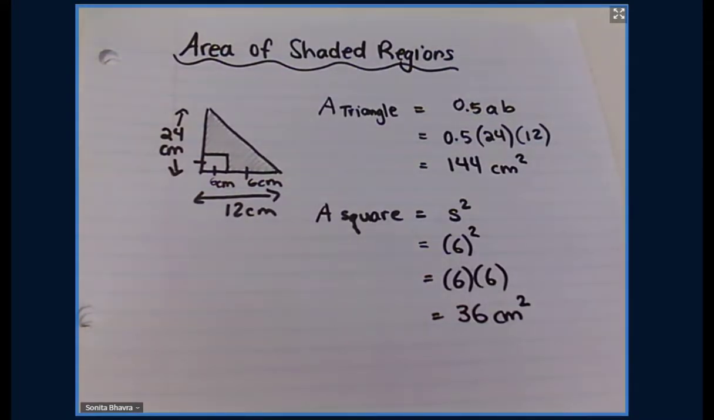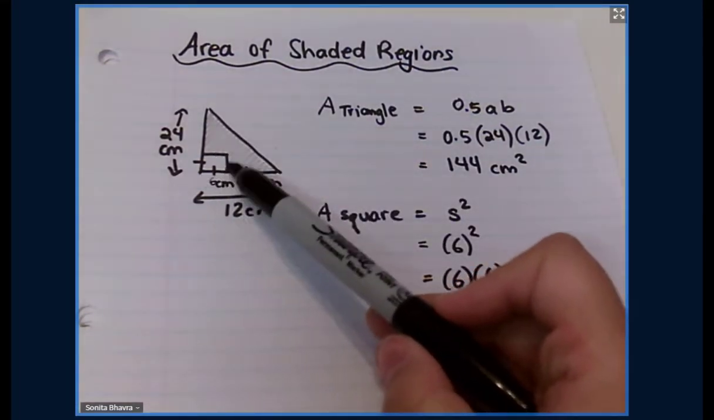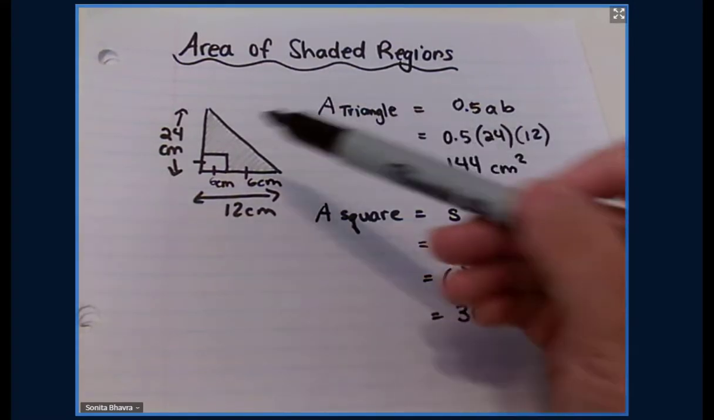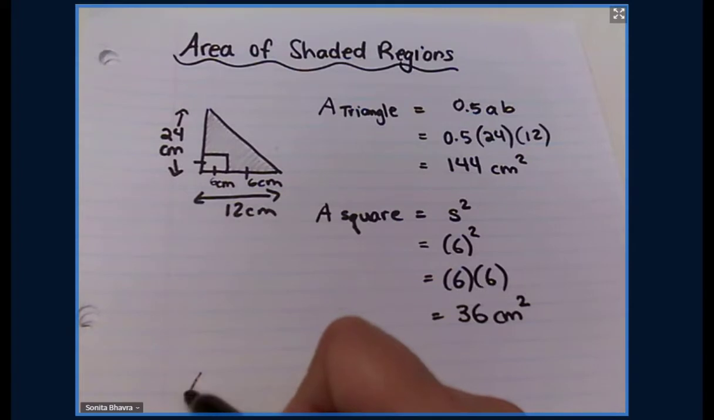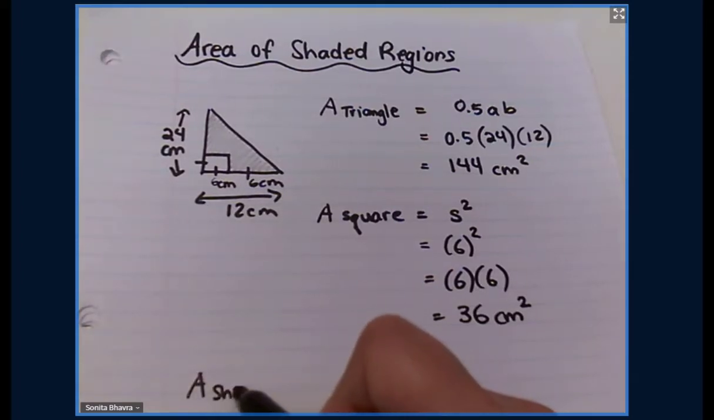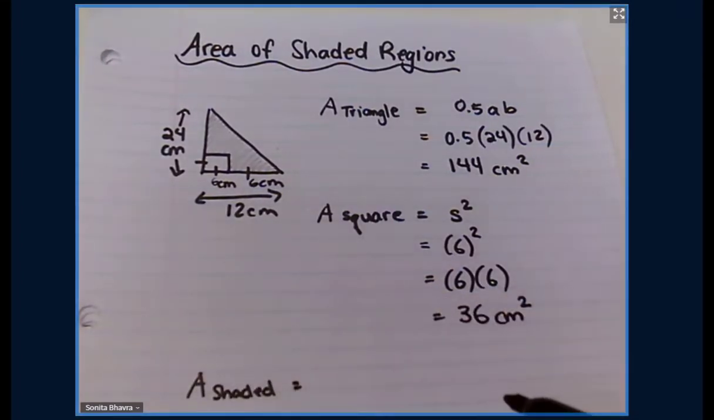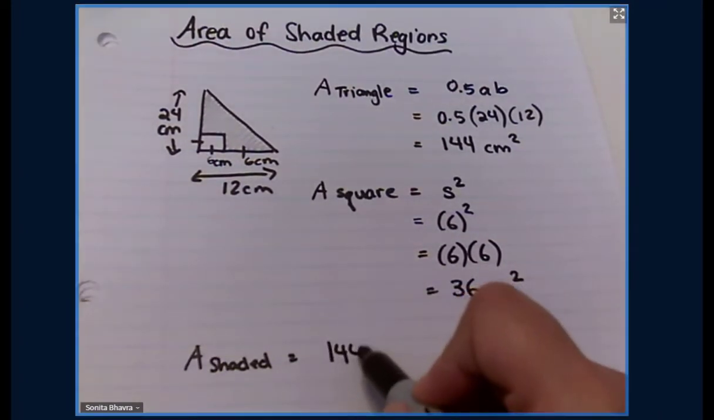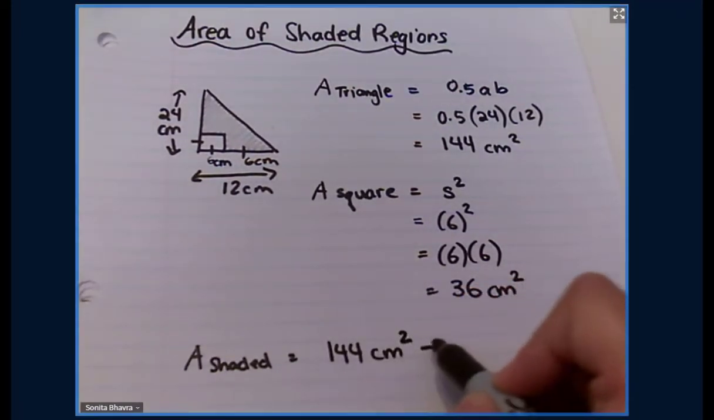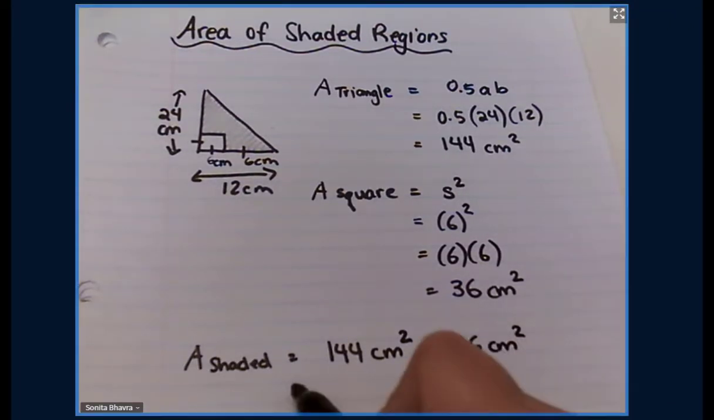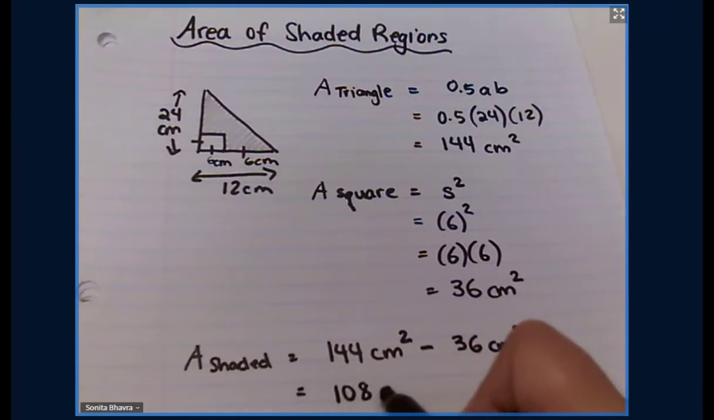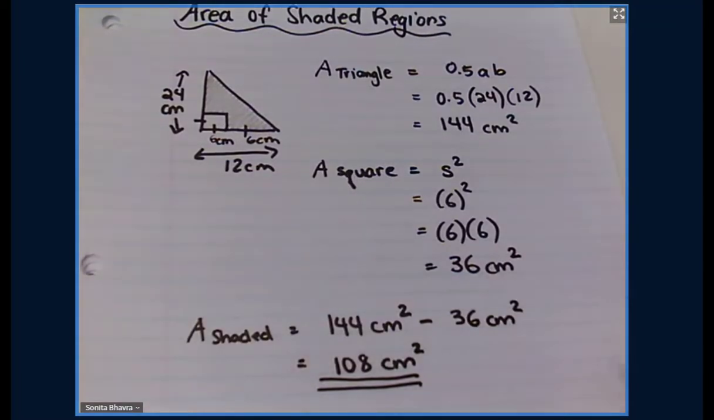All right, so now we need to subtract out that area of the square to get the area of just the shaded region. So the area of the shaded area is equal to 144 centimeters squared minus the 36 centimeters squared, which gives me 108 centimeters squared as the area of that shaded region.